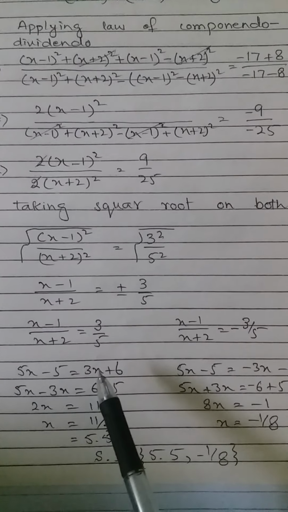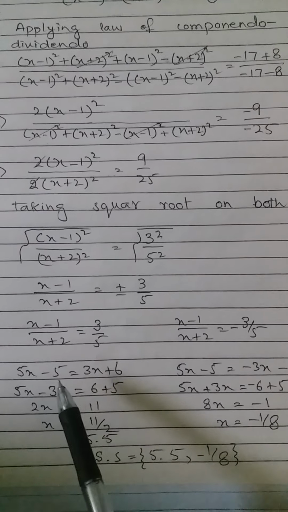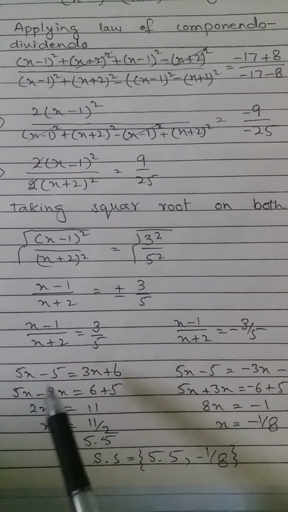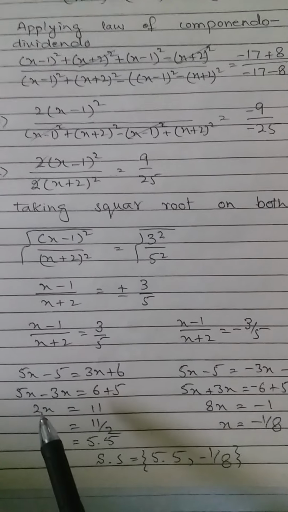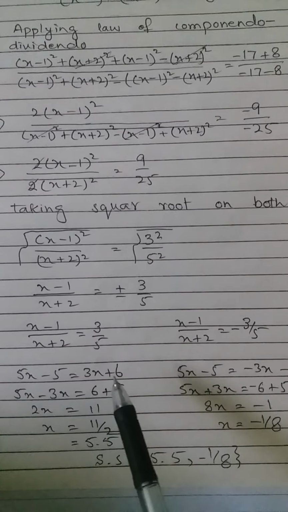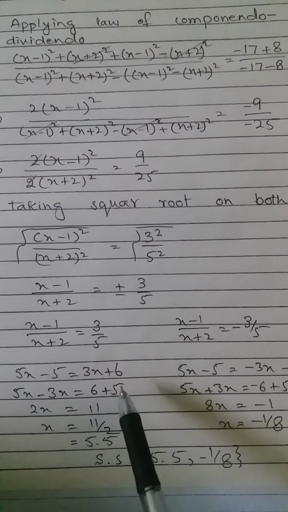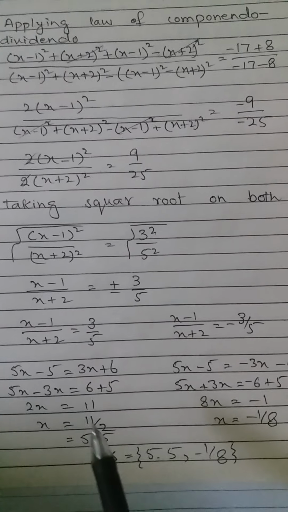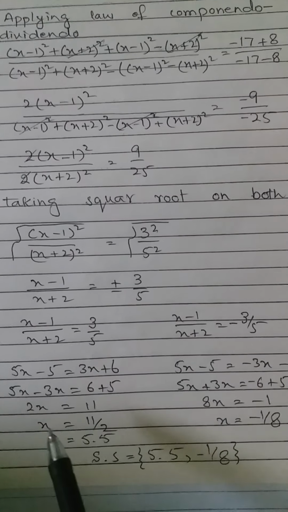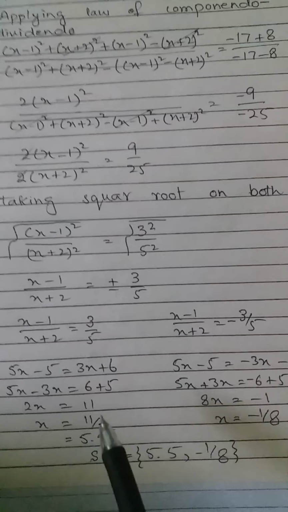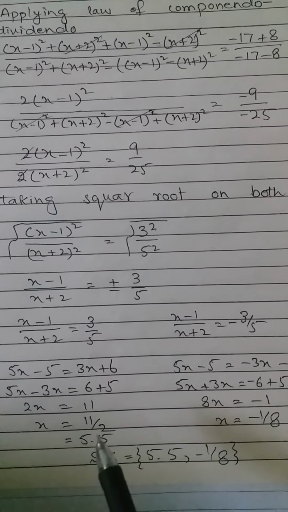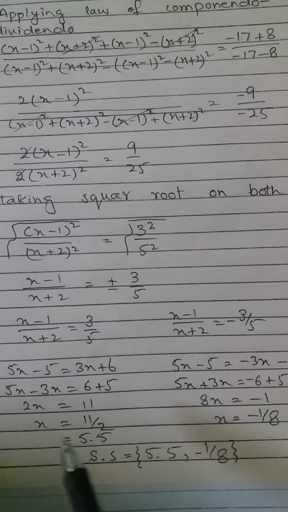So accommodate x variable values to one side and the constant to the other. So they will become 5x minus 3x, so result 2x, and here 6 and plus 5 if it moves to this side, so this will become 11. So dividing both sides by 2, so 2 cancels with 2, and here 11 by 2. By dividing these two we get 5.5. This is one value of x.